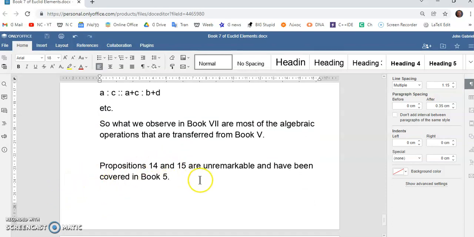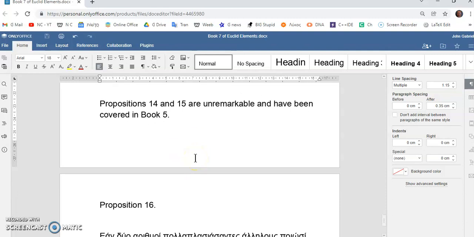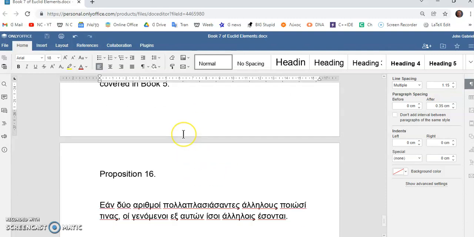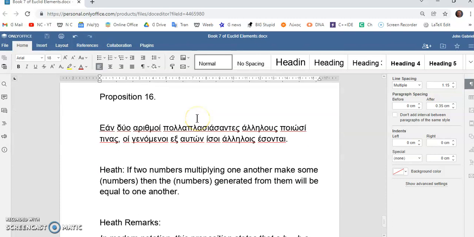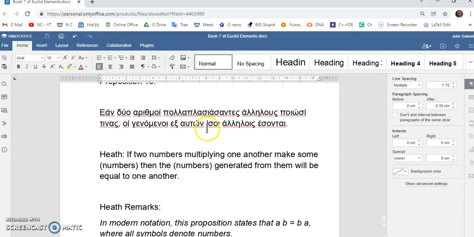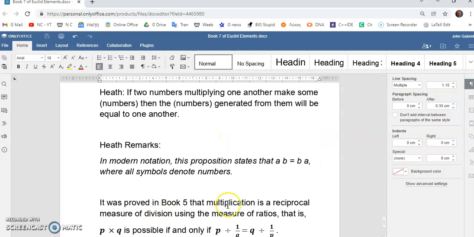Now, propositions 14 and 15 are unremarkable in the respect that they have already been covered in Book 5 and mentioned in different forms in other propositions and definitions. Now, proposition 16 says that if two numbers multiply each other in any way whatsoever, then the result will be equal to one another. So Heath states that this means that AB is equal to B times A.